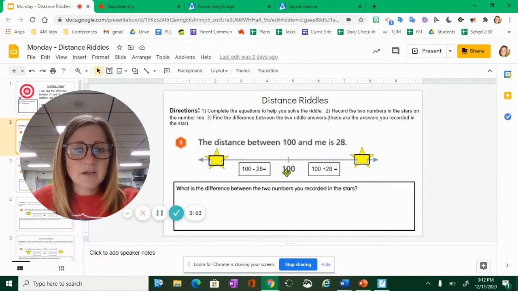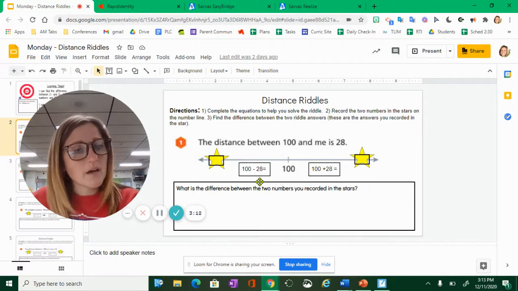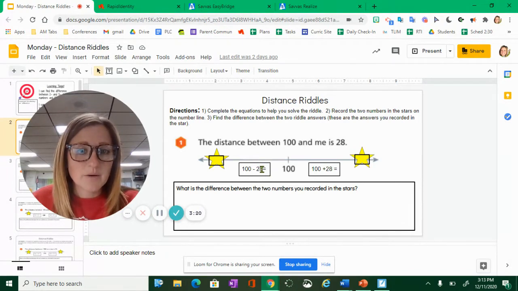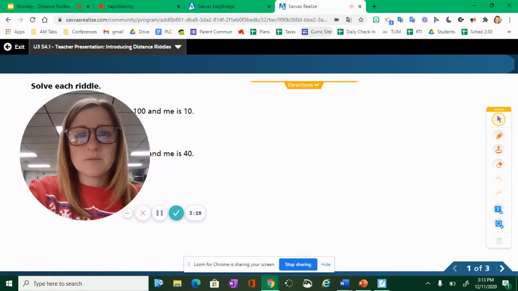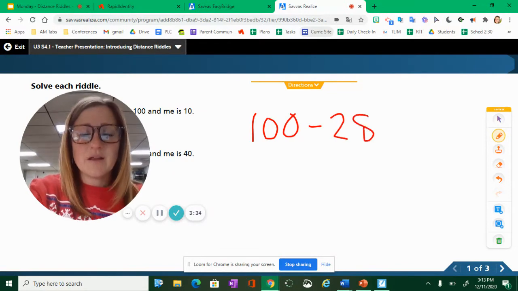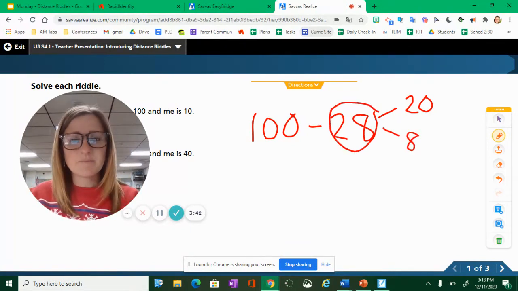So if trying to think about what 100 minus 28 might be is a challenge, which it could be, you might want to break it down. Remember how we've talked about that we can take numbers and we can break them apart. If it was me, I would take the 28 and I would break it apart into a 20 and an 8. So I'm going to move back over to this whiteboard and show you what I mean. So if I'm supposed to do 100 minus 28, I know that 28 is made up of a 20 and an 8. Remember our number bonds that we did?